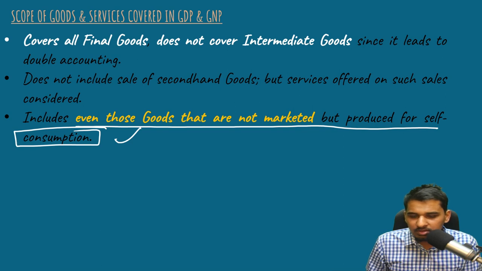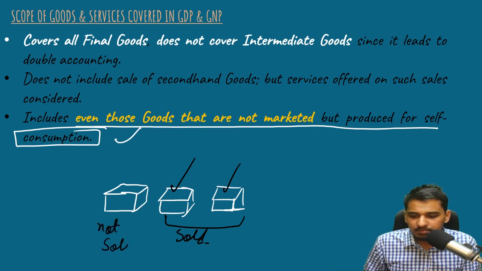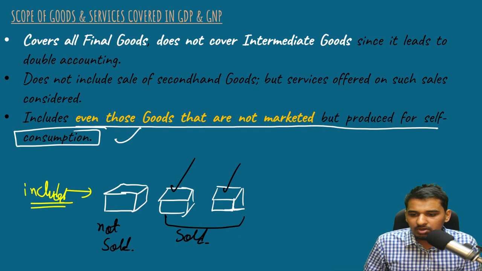And suppose you are a manufacturer and you manufacture some items. Say you manufacture 3 items, and only 2 items get sold. Only these 2 items are sold. This item is not sold. But this non-sold item will also be included in the calculation of GDP.